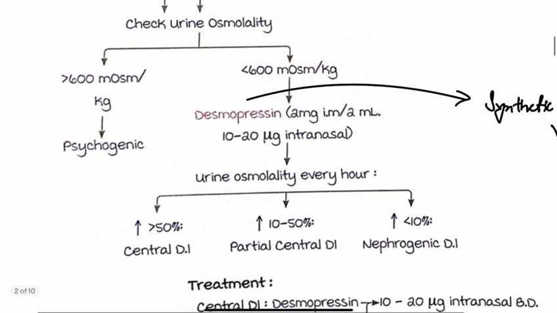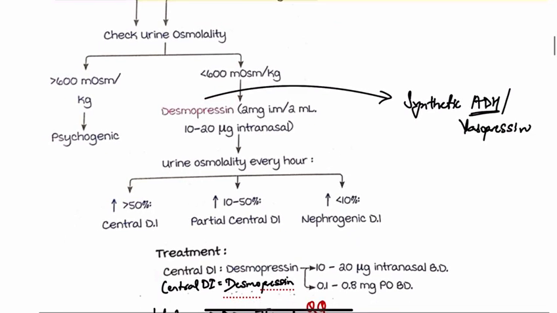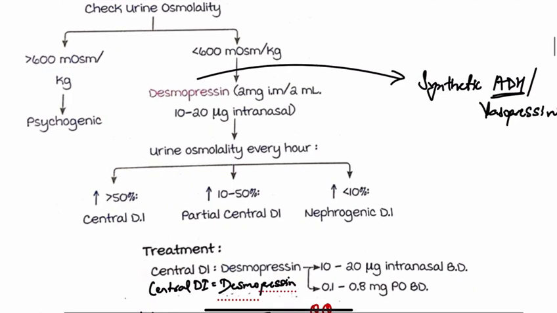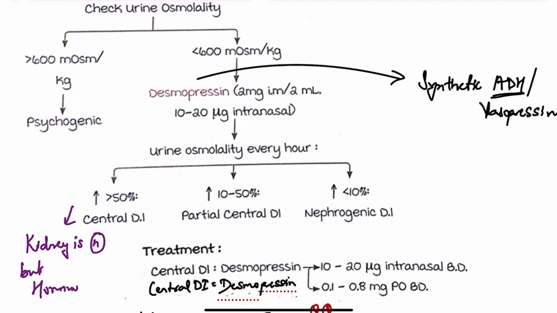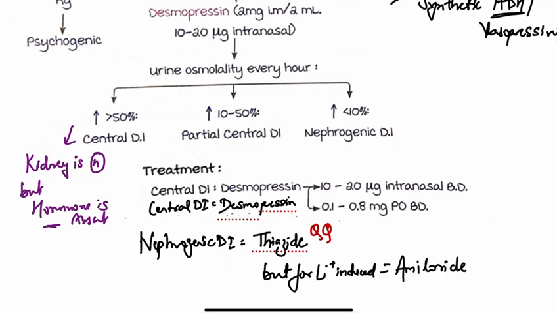So you have to give desmopressin, which is a synthetic ADH or vasopressin. It will save the water. If the concentration increases by more than 50%, it is central diabetes insipidus, because you are giving desmopressin and it is now affecting the kidney, which means the kidney is okay. Here you can write: kidney is normal, but hormone is absent. That's why this is central diabetes.